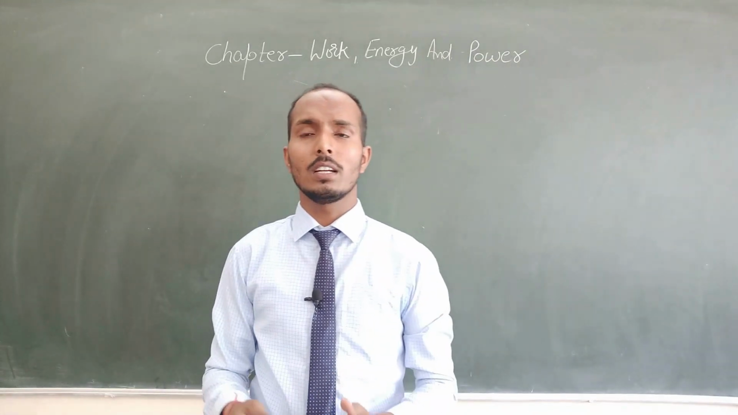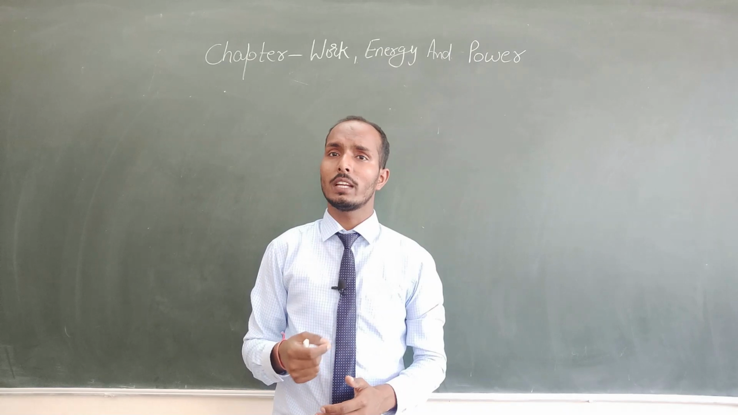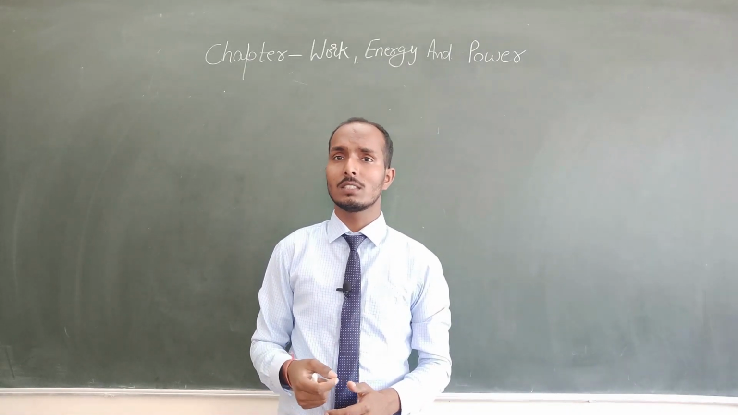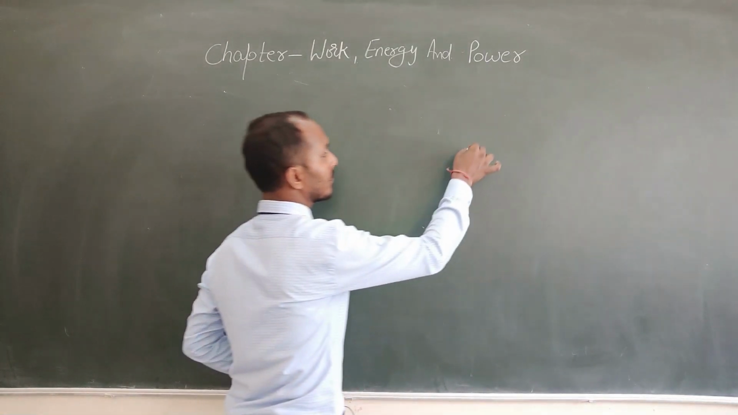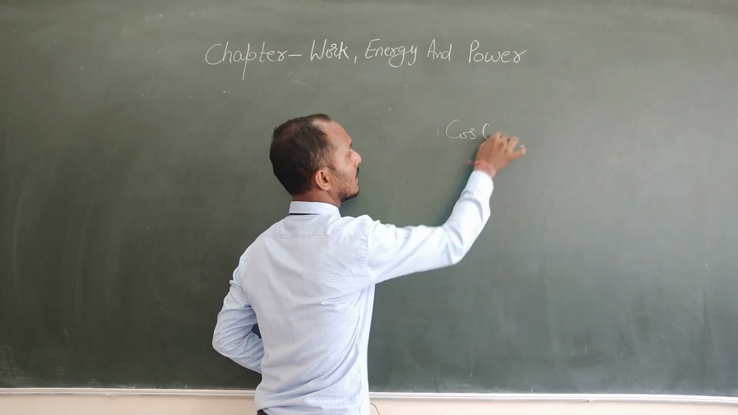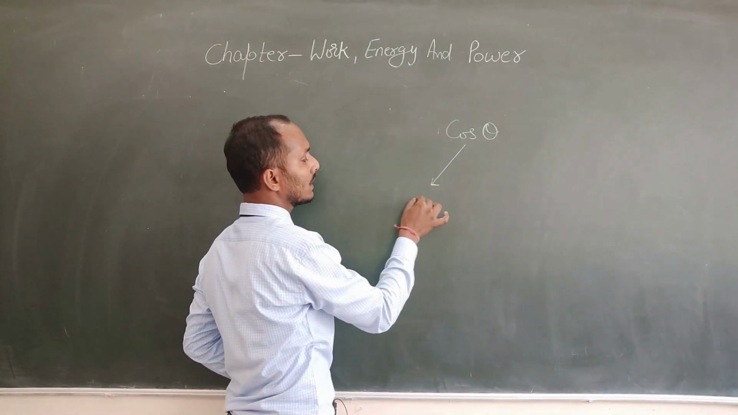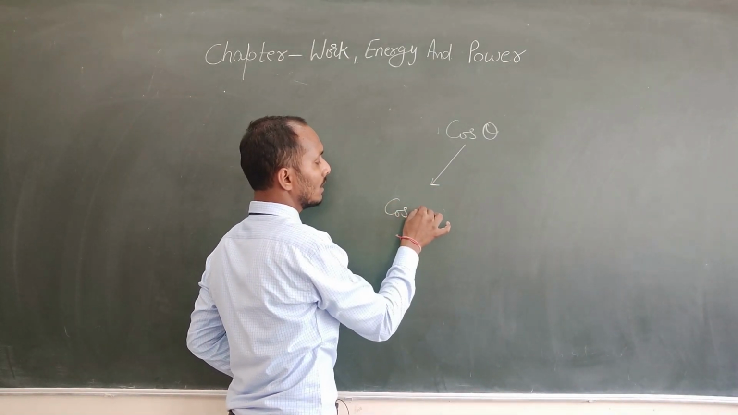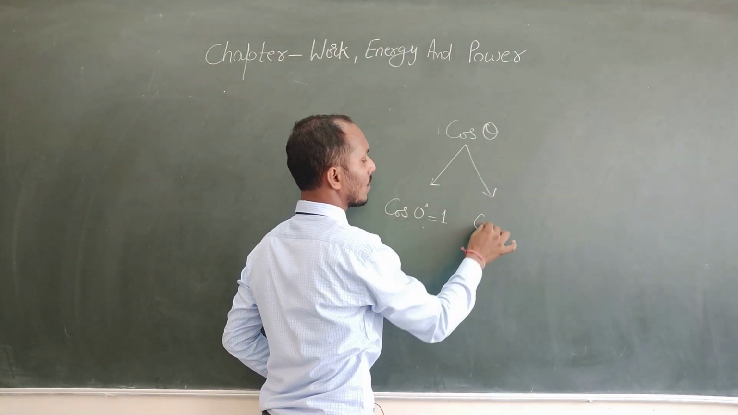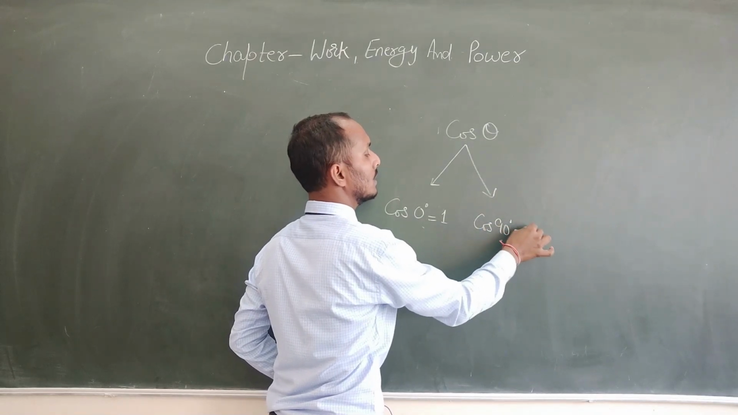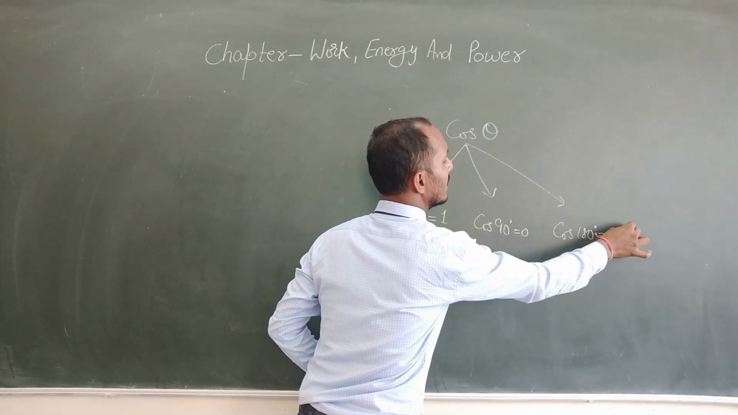Firstly we discuss the term work, and before starting work we use some mathematical tools which are very important to understand work. So let's start with these mathematical tools. One of the important tools is the value of cos theta. We know that the value of cos 0 degree is 1, cos 90 degree is 0, and cos 180 degree is minus 1.